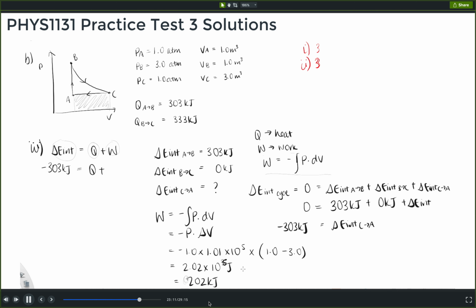Doesn't make sense that this value is positive? Yes, it does, because the way that we define work is when we do work on a gas, work is positive. And because the gas is actually compressing, the volume is decreasing, that means that we are doing work on the gas. So this should be a positive. So we can sub that straight in.